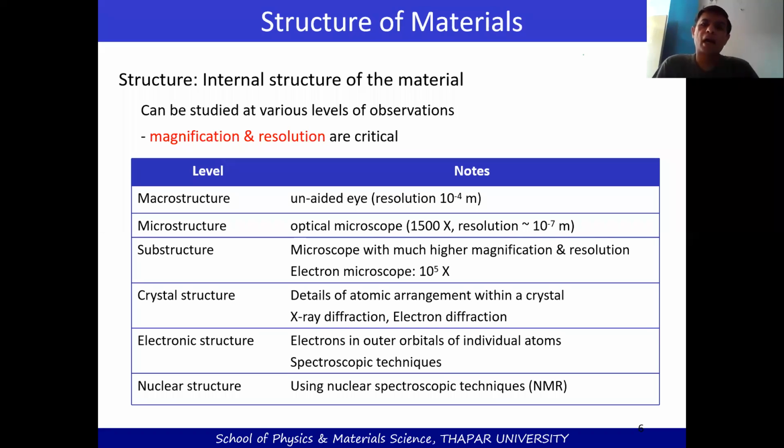How can one identify in which way electrons organize themselves around the nucleus? If you want to study that, you need to use spectroscopic techniques. We are not going to study spectroscopic techniques in this particular course, but if you are interested, you can take an advanced course on spectroscopy where you can learn how one can study the electronic structure.